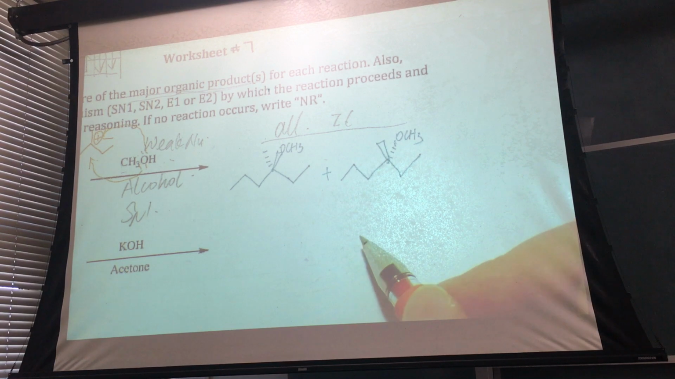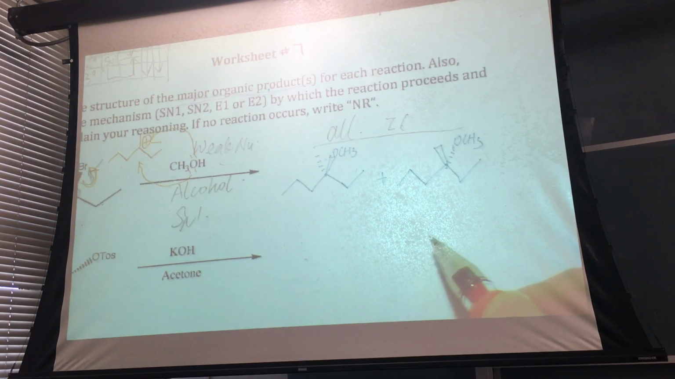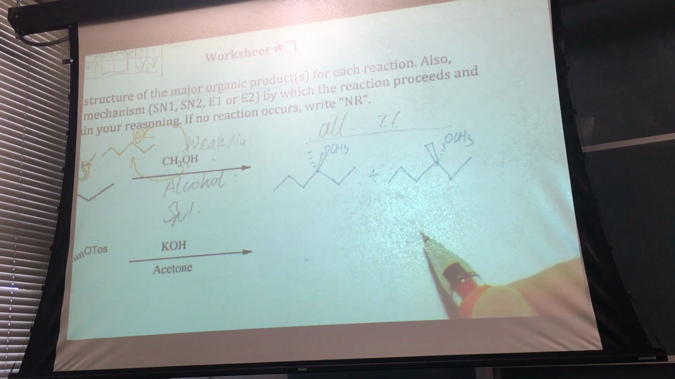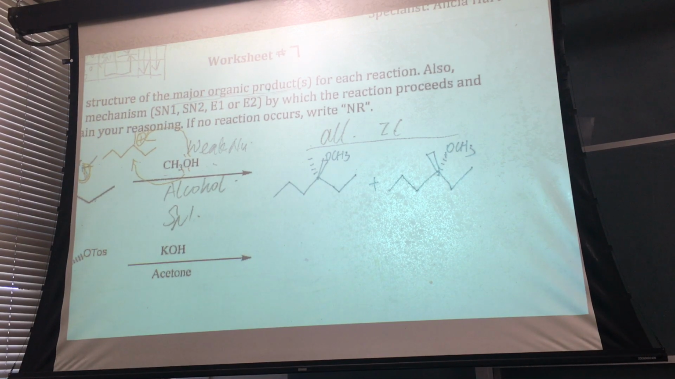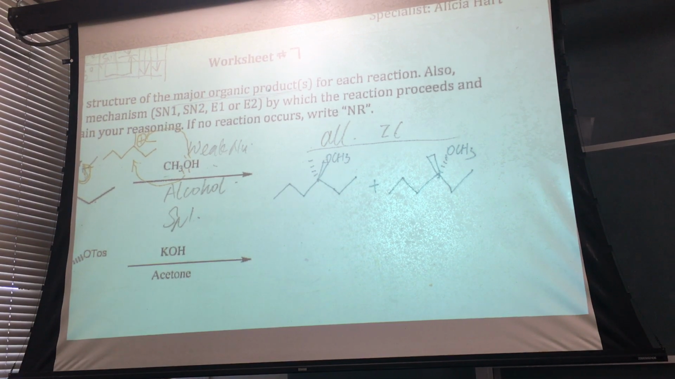Oh, I have a question. I drew what you drew, but instead of drawing the stereochemistry, I just wrote plus, minus. I didn't draw any stereochemistry because I thought it would be assumed. No, you have to draw the stereochemistry. That's a good question. You have to show your stereocenter, otherwise you're going to lose points for that part. Okay?